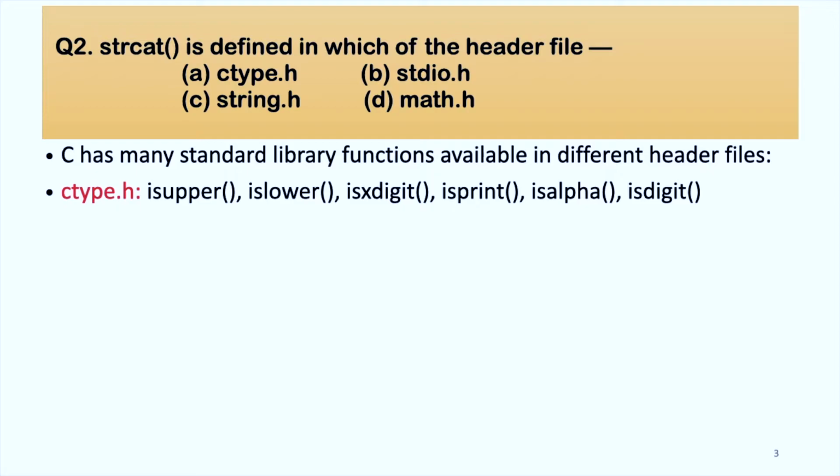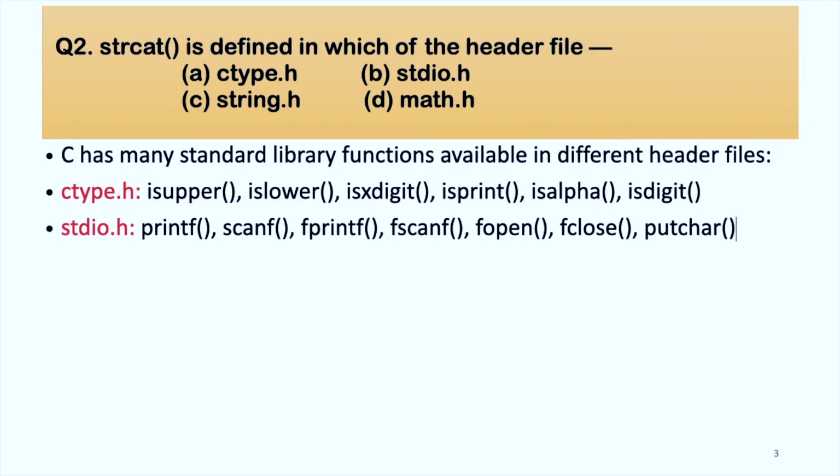Some of the functions available in ctype are isupper, which checks if the given character is in uppercase. Similarly, islower for checking lowercase. isxdigit checks if the digit is hexadecimal or not. isprint checks if the character is a printable character or non-printable character. Similarly, isalpha checks if it is an alphabet, A to Z in large or small case, or not. isdigit checks if it is a digit or not. All these are defined in the ctype.h header file.